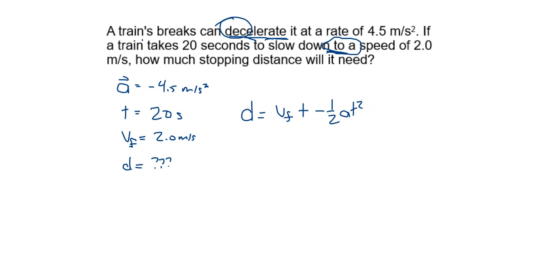I'm going to take my distance, which I don't know, and I'm going to leave it blank, and I'm going to plug in the VF, so velocity final was 2. I'm going to multiply it by time, which is 20. I'm going to subtract 1/2 of my acceleration, which is negative 4.5, and I'll times that by 20 squared, and I'll get an answer. And that is one of the ways you can do this, and really it's actually the only way you're going to solve this particular formula.